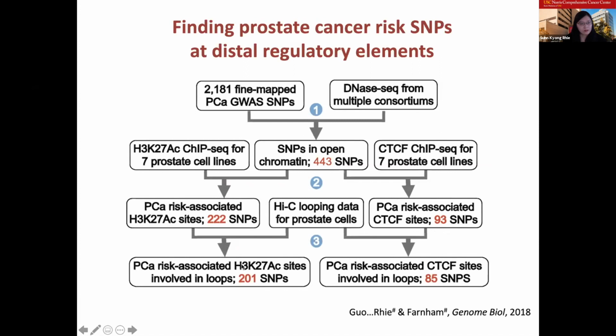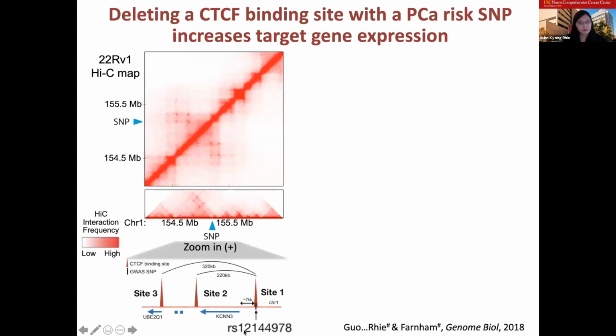And as I talked about H3K27 acetylation enhancer histone on the previous slides, I will talk about some of the SNPs we studied that are located at CTCF sites. So among those 85, we studied a little further, and one SNP is called RS1214497A. This SNP is located in this site 1 we named, which is the CTCF site here. And when we look at the chromatin interactions map, we found that this site 1 interacts with another CTCF, site 2 and site 3 here.